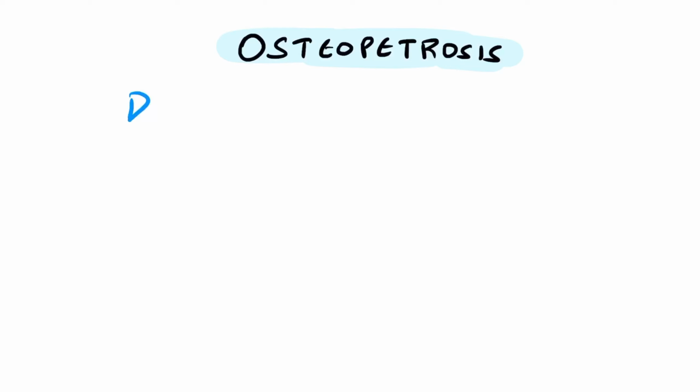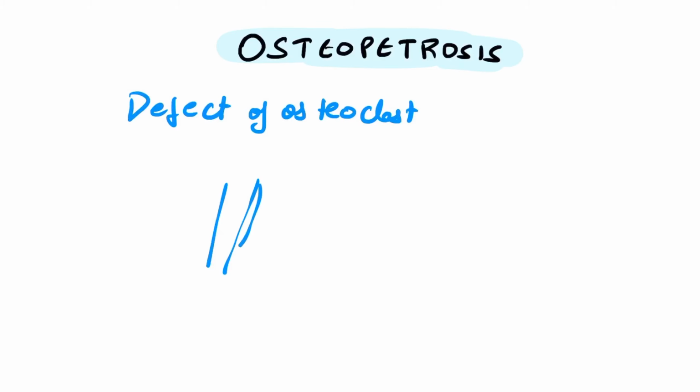Osteoporosis is a defect of osteoclast. When osteoclasts do not function properly, there will be a deposition of the bone. I will write it down: defect of osteoclast. Now there will be irregular deposition of the bone, and the bone will be defective. It cannot withstand that much load, so it will tend to fracture.